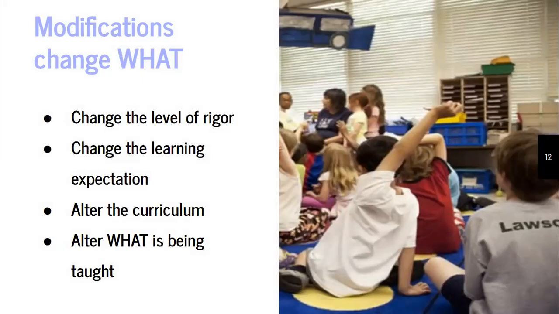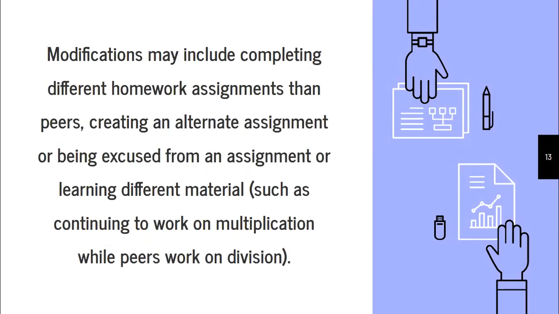Modifications change what? They change the level of rigor. They change the learning expectation. They alter the curriculum and they alter what is actually being taught. Modifications may include completing different homework assignments than peers, creating an alternate assignment or being excused from an assignment, or learning different material, such as continuing to work on multiplication while peers work on division.